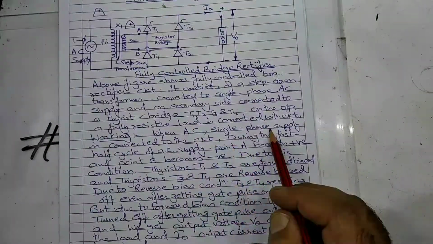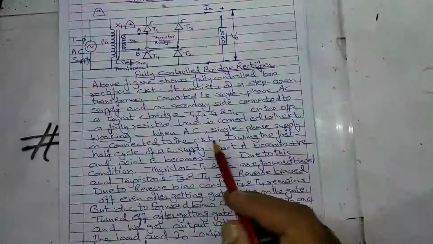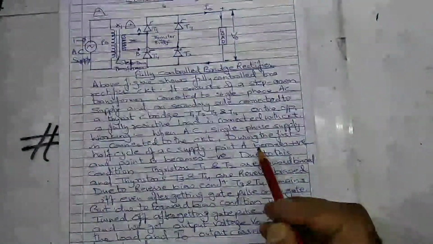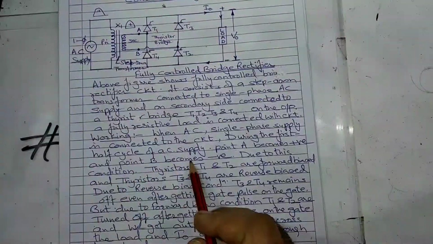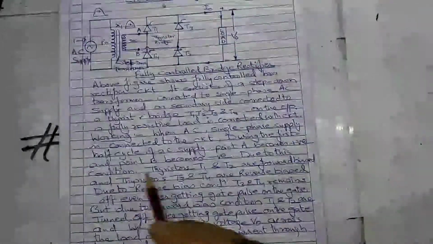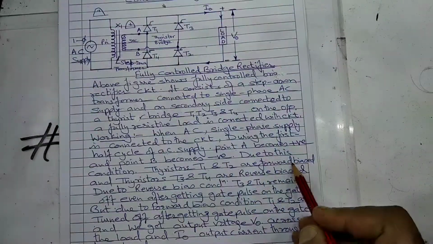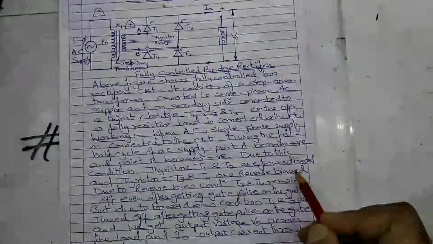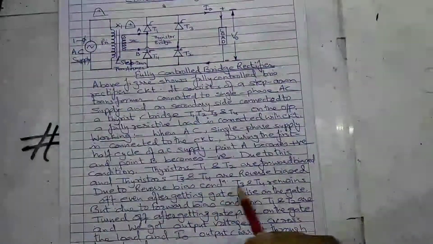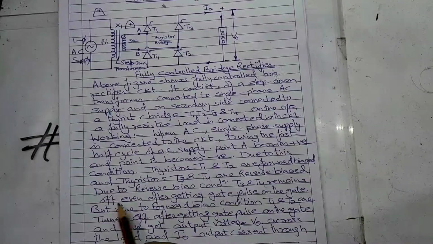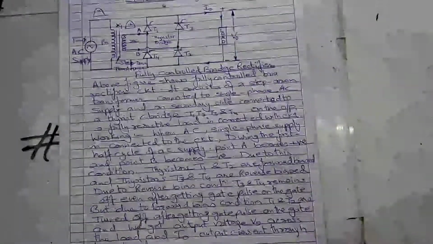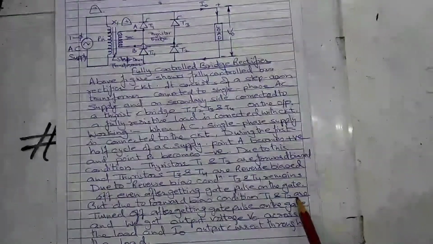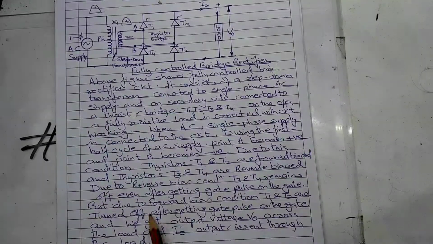When the single-phase AC supply is connected to the circuit, during the first half cycle of the AC supply, point A becomes positive and point B becomes negative. Due to this condition, thyristors T1 and T2 are forward biased and thyristors T3 and T4 are reverse biased. Due to the reverse bias condition, T3 and T4 remain off even after getting the gate pulse. But due to the forward bias condition, T1 and T2 are turned on.